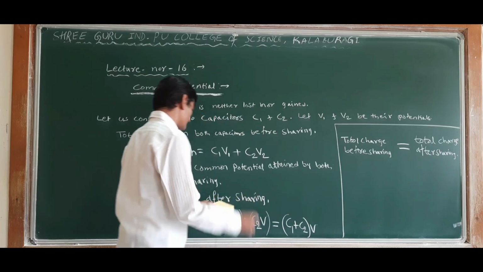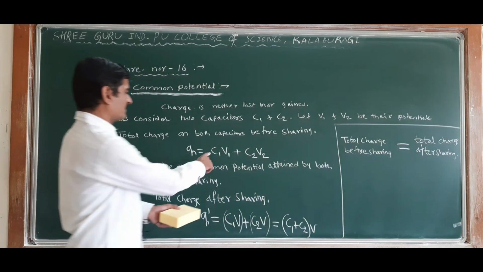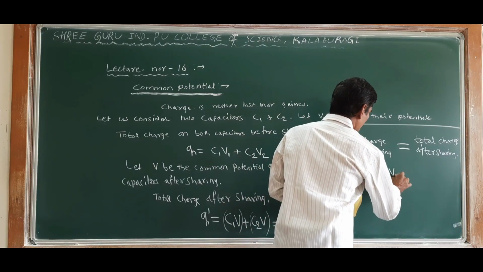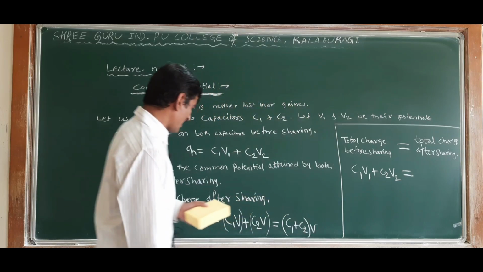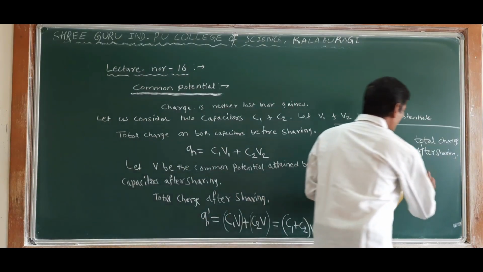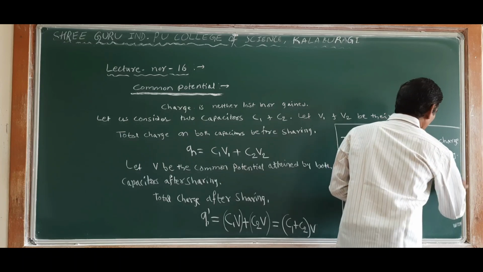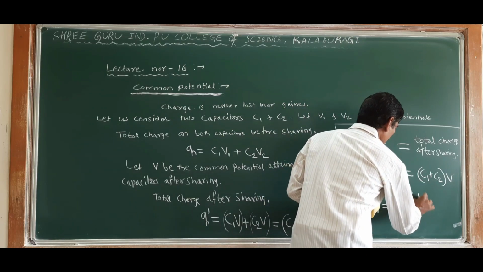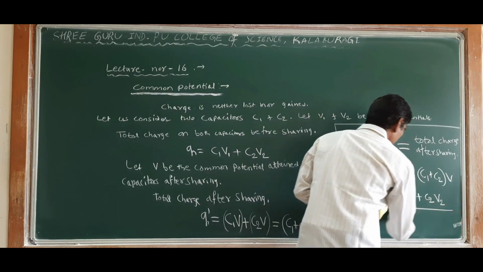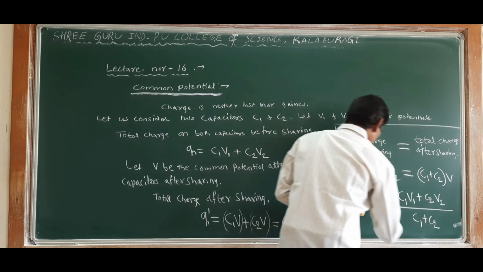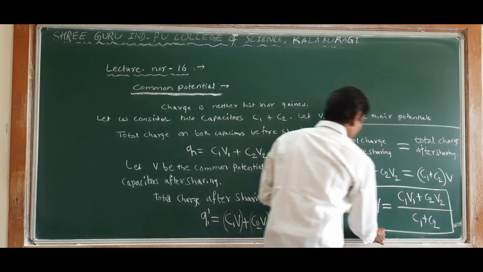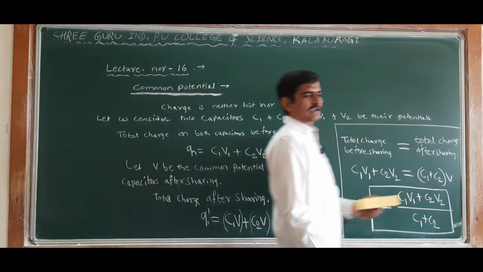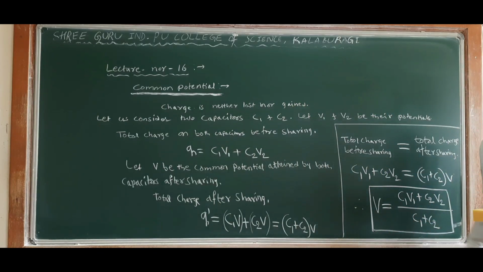So therefore, total charge before sharing is C1 V1 plus C2 V2. That is equal to total charge after sharing, that is (C1 plus C2) into V. So V is equal to (C1 V1 plus C2 V2) divided by (C1 plus C2). This is the expression for common potential attained by both the capacitors after sharing the charge.